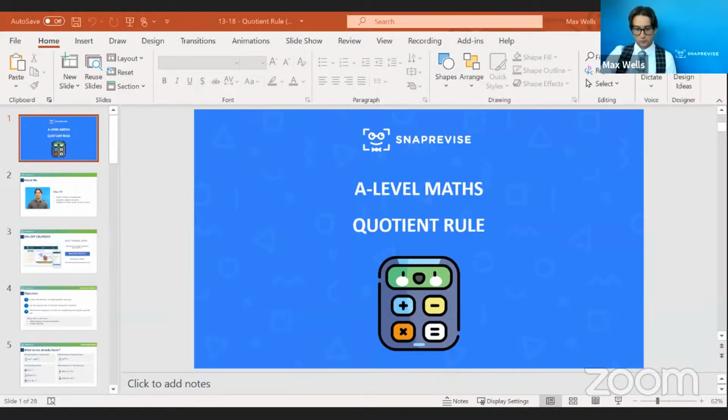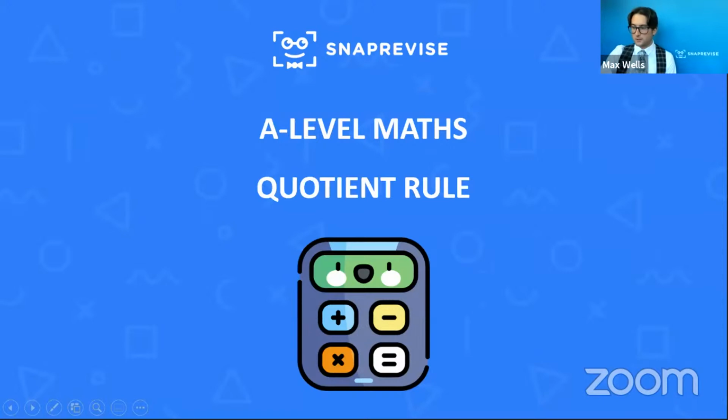So we're going to be looking at the quotient rule today. Hopefully this is now sharing the slides and we'll work through these questions together. So we're going to look at the quotient rule. Hopefully that's nice and full screen and you can see that. So let's begin. Quotient rule.